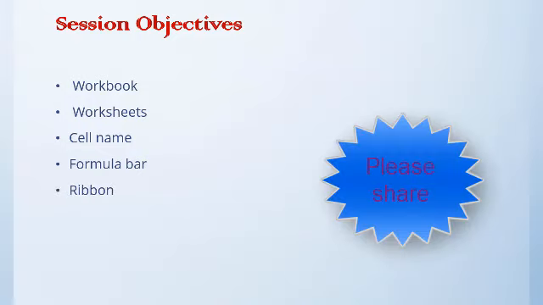There are several objectives we are going to cover in this course. First of all, the difference between a workbook and a worksheet. And after that, we will look at the cell names, where they are contained, and how we can change them. And after that, we will explore the formula bar, which is where functions are contained. And last, we will review the ribbon, which is where shortcuts and a variety of functions and settings are contained in the spreadsheet.